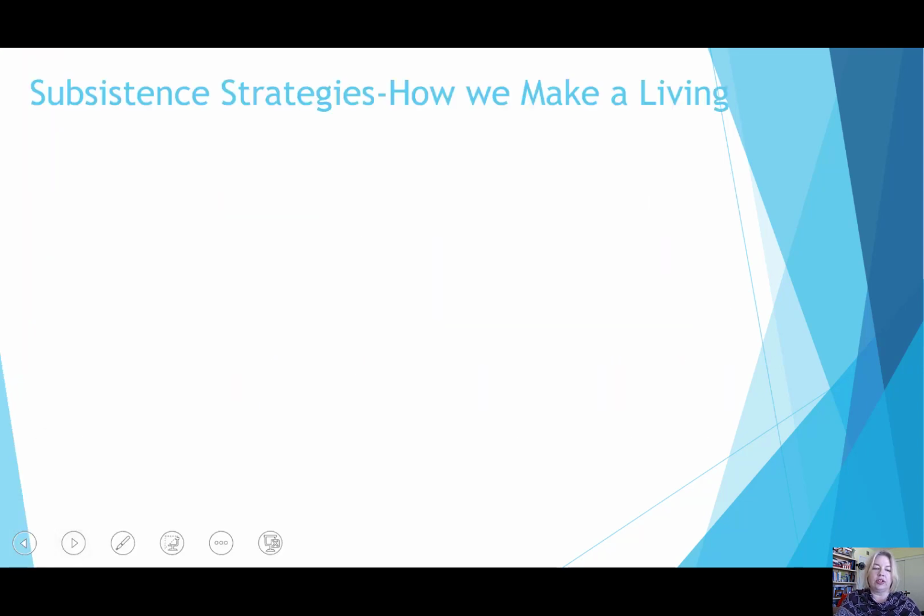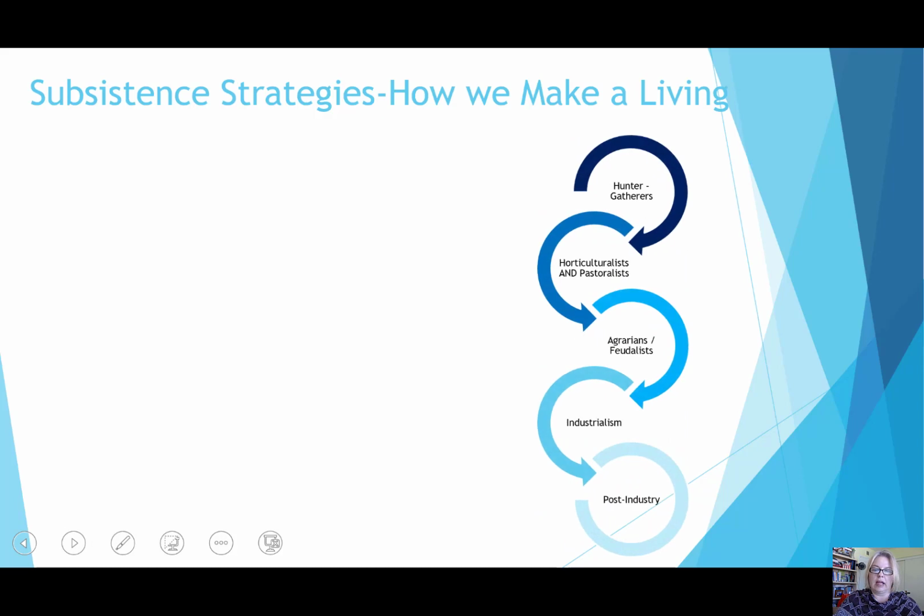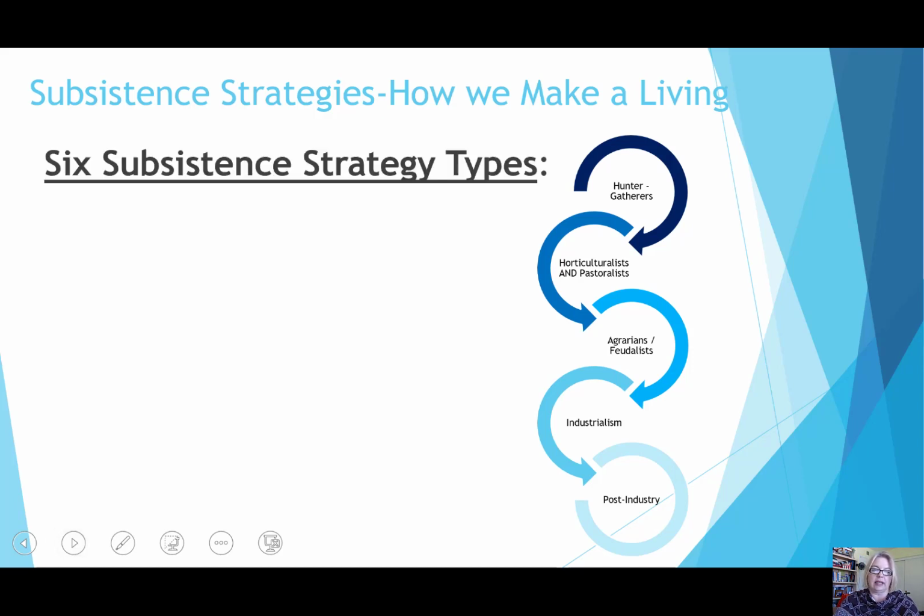So, subsistence strategies, of course, refers to how we make a living. There are multiple subsistence strategy types. Hunters and gatherers were the earliest type. Then we evolved into either horticulturalists or pastoralists. Then societies evolved to becoming agriculturalists, or we were agrarians, and then feudalists. Then we shifted to industrial society types, and now post-industrial for many of us, including the United States.